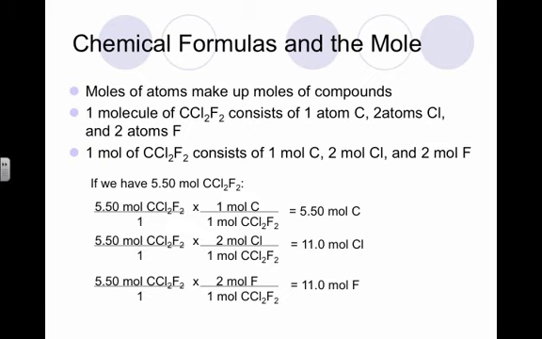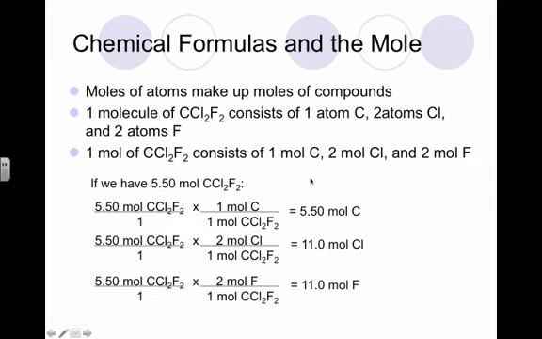Okay, so let's take a look at a breakdown of a basic molecule here, where we've got CCl2F2, and remember that what this means is that there's one atom of carbon, two atoms of chlorine, and two atoms of fluorine. So we can look at it as saying that 1 mole of this compound, of this molecule, should be made up of 1 mole of carbon, 2 moles of chlorine, and 2 moles of fluorine.